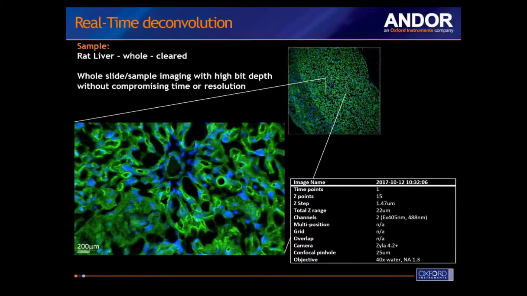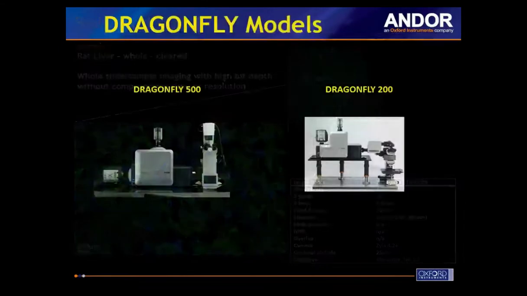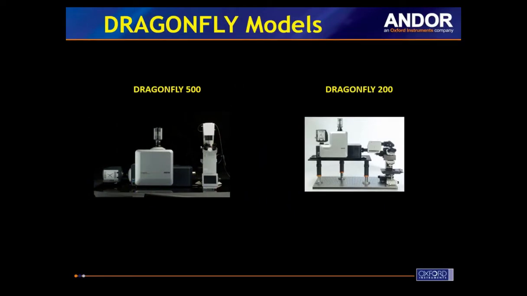Fusion, the Dragonfly software, also allows real-time deconvolution, so you can increase the signal-to-noise ratio of your image and also the resolution of your image, seeing what is happening in real time with Fusion ClearView GPU deconvolution. The Dragonfly comes in two models, the Dragonfly 500, a complete solution delivering all the imaging modalities that I had just mentioned, and the Dragonfly 200, a more compact solution that is offered in the upright and inverted systems.